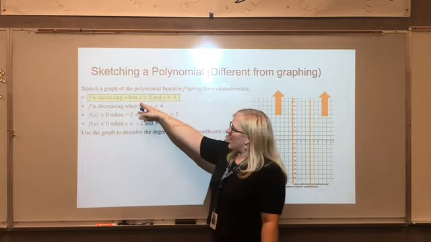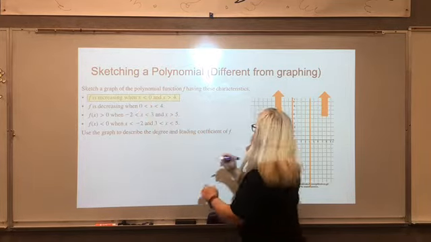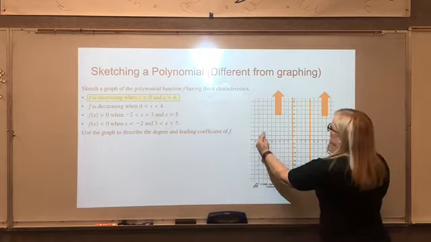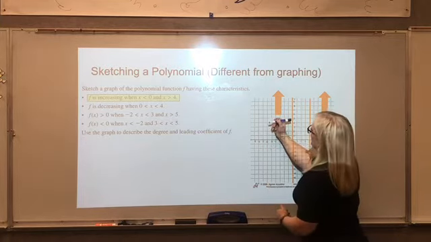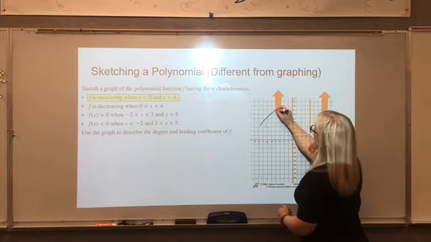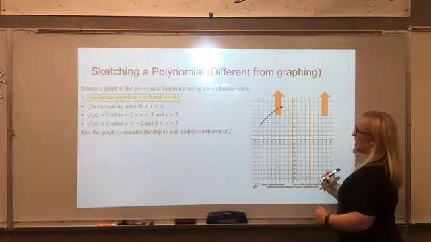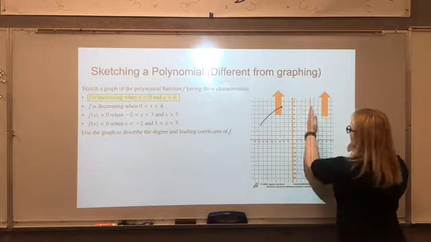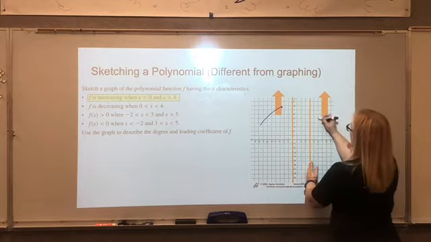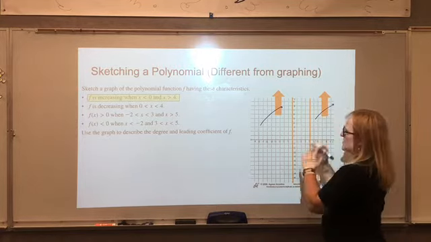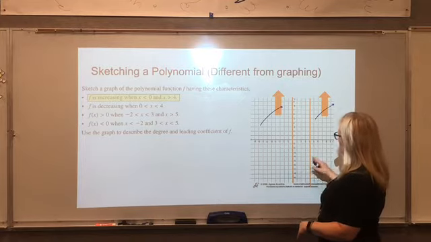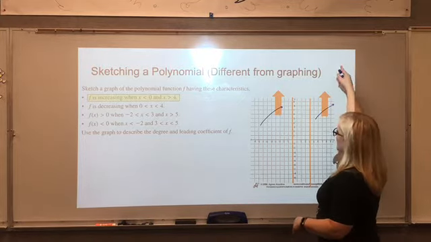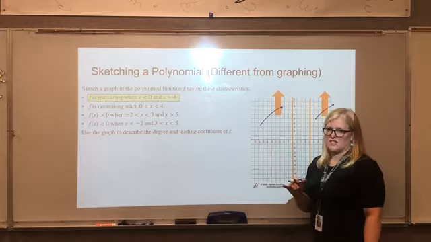So f is increasing when x is less than 0. So here's 0. I know it's increasing here, so I have these arrows here. You can also draw maybe an arrow like that. And it also says that it's increasing when x is greater than 4. So here's my line for 4, and it is increasing in there somewhere. It could be down here, it could be way up here, but we know that it's increasing.